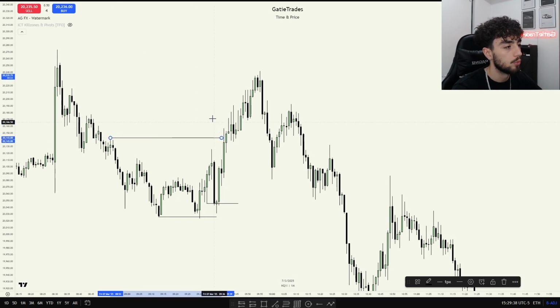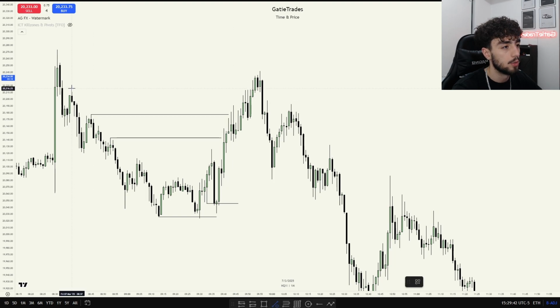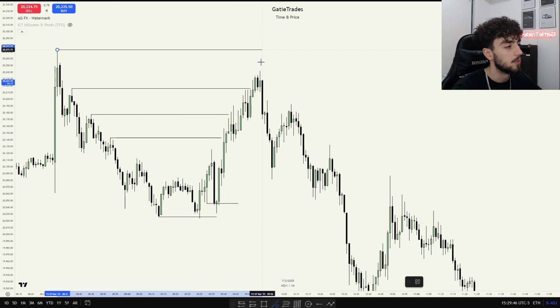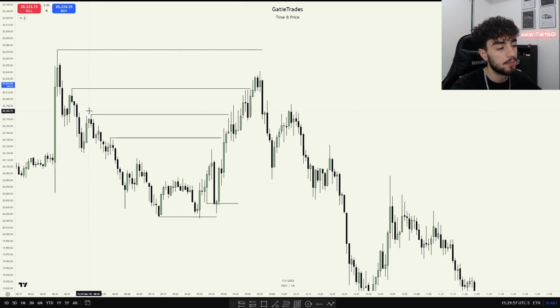Well, we have a liquidity pool right here. We have a liquidity pool right there. We have a liquidity pool right here. And then the final liquidity pool on this time frame and this specific interval would be up here. And we did not make it to the final target, but we definitely did have a pretty fast, quick, low resistance liquidity run towards these liquidity pools. So this is all identified as buy side liquidity, right?